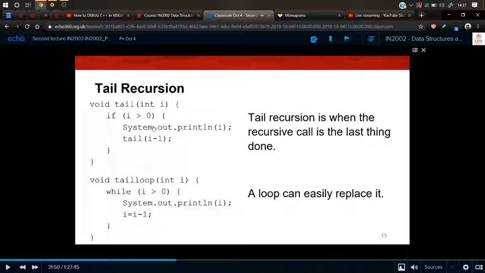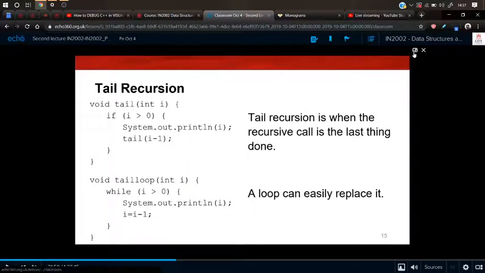Wait, is this Java or C++? If I'm wrong, then I'll leave a comment.